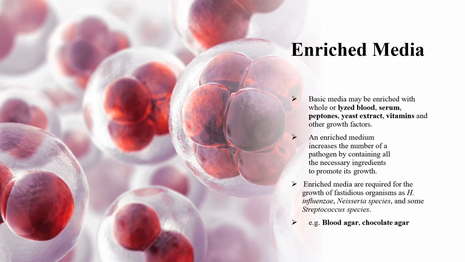Two commonly used enriched media are blood agar and chocolate agar. Blood agar is a type of enriched medium where whole blood, typically sheep or horse blood, is added to the agar base. This addition provides additional nutrients such as red blood cell components that support the growth of a wide range of microorganisms, including pathogenic bacteria. Chocolate agar, on the other hand, is made by heating and lysing the blood added to the agar base, releasing additional nutrients and growth factors that facilitate the growth of fastidious organisms.